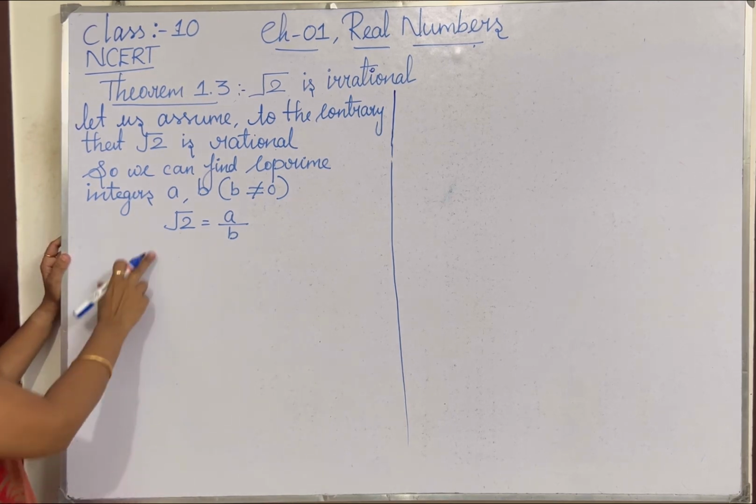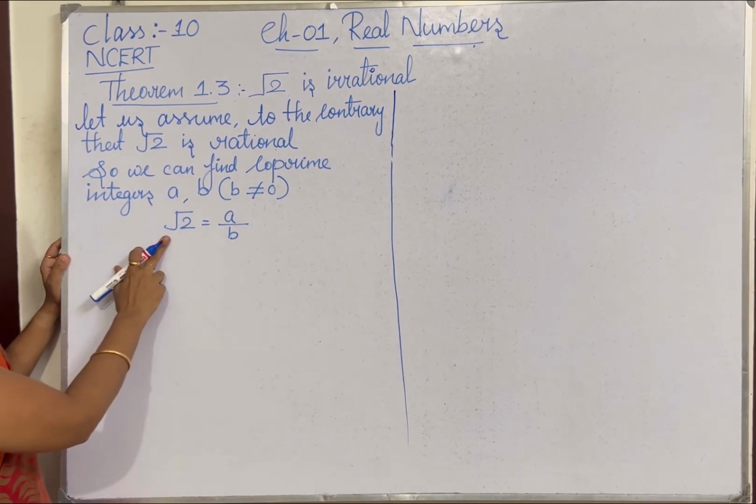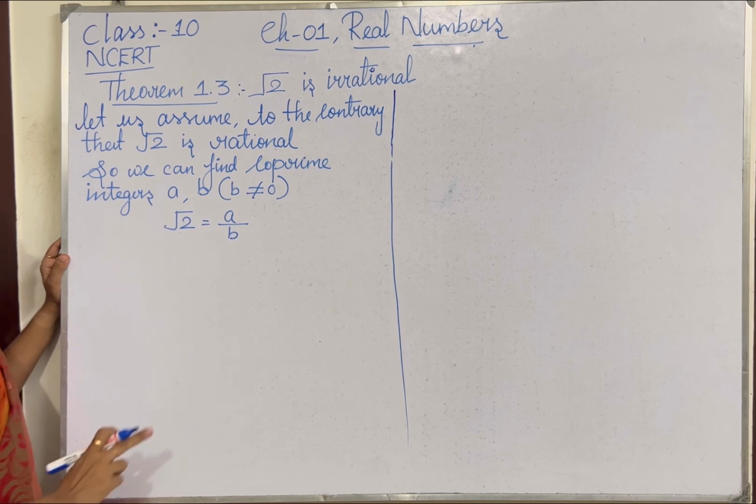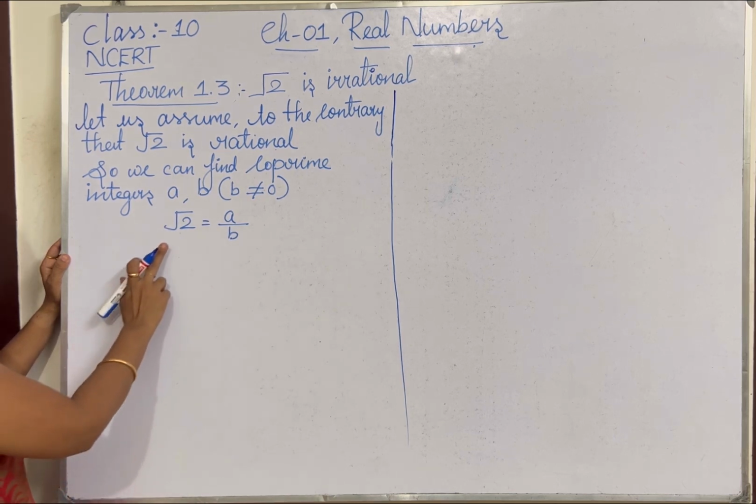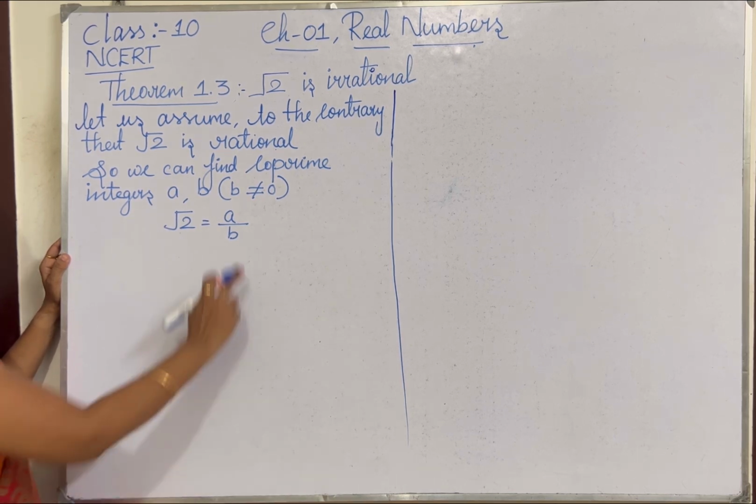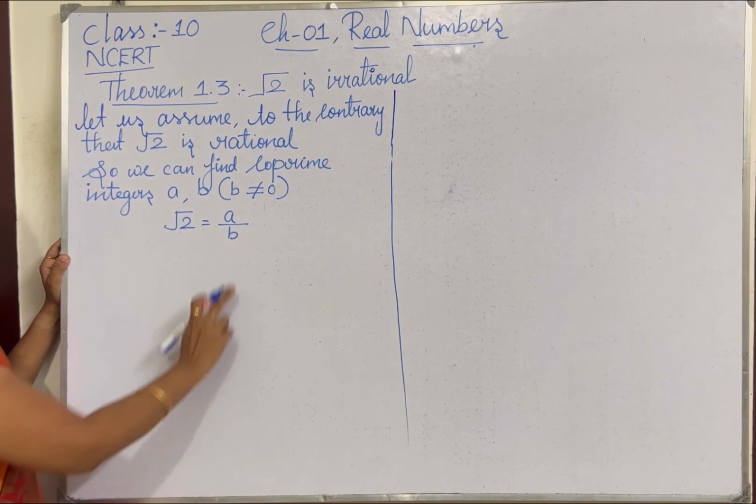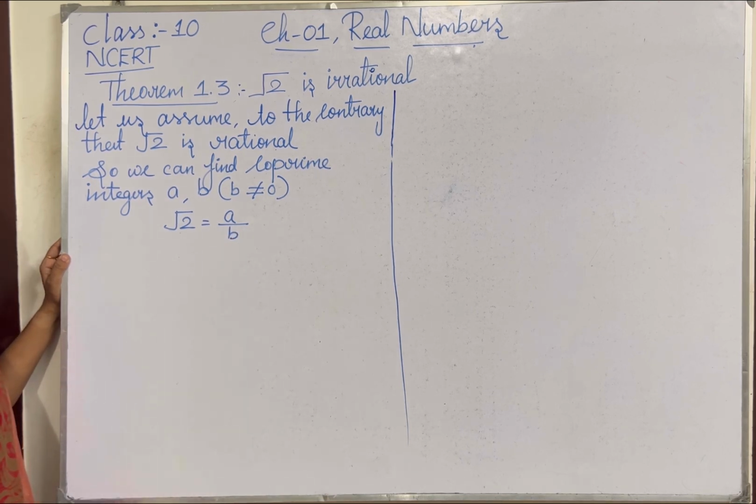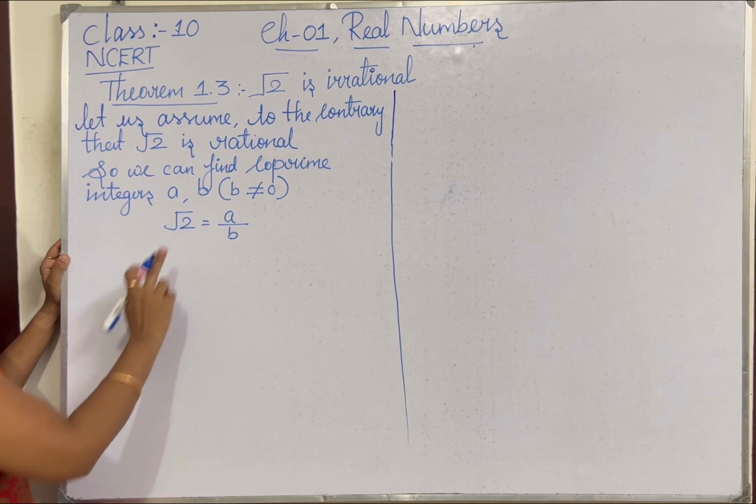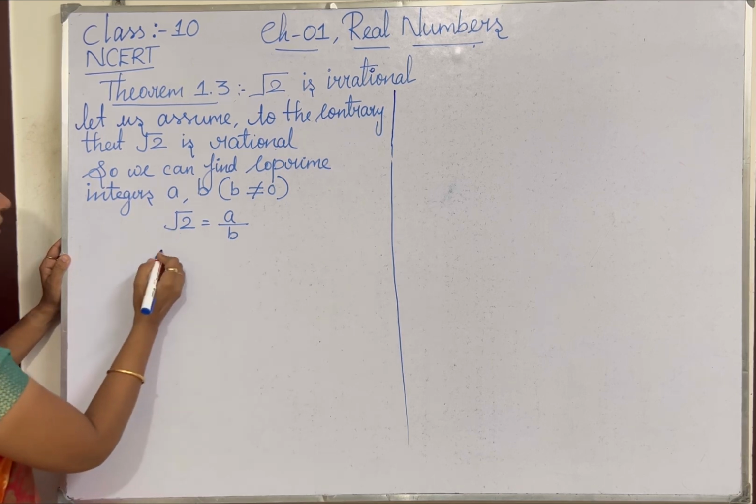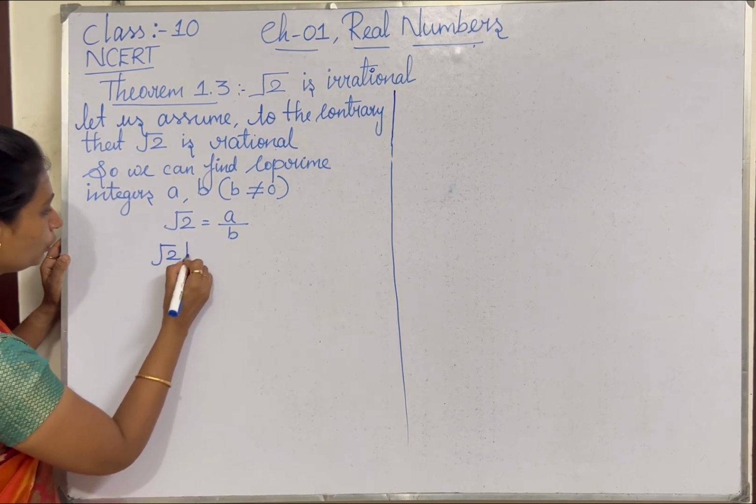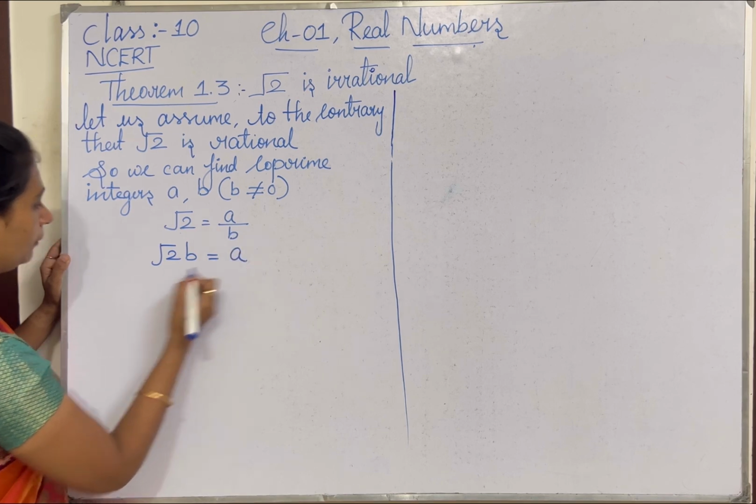We have assumed that root 2 is a rational number. We have learned the definition of a rational number: any rational number can be expressed as numerator by denominator, and the denominator should not be equal to 0. So we have assumed root 2 equal to a by b. Just cross multiplying, root 2 into b is equal to a.